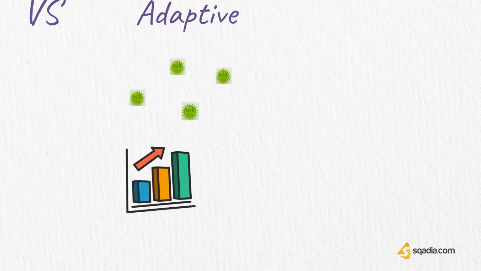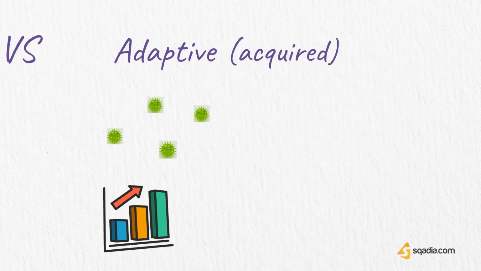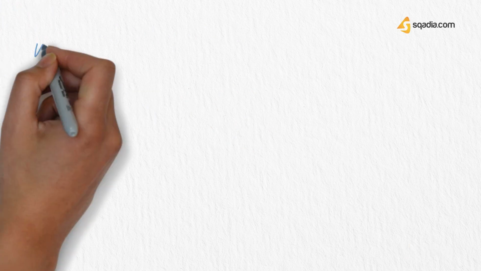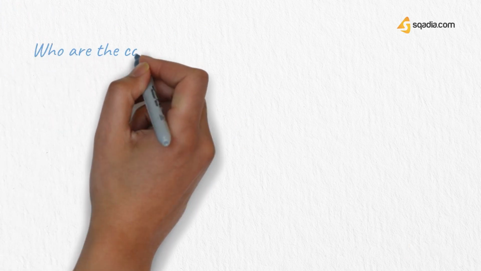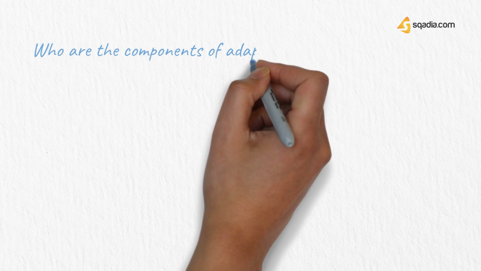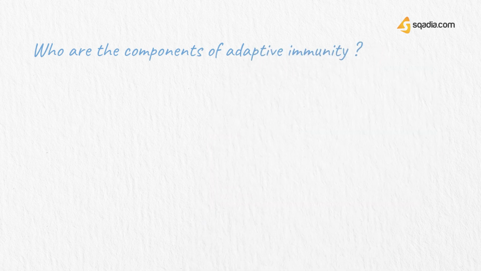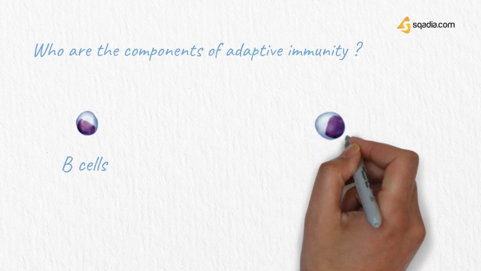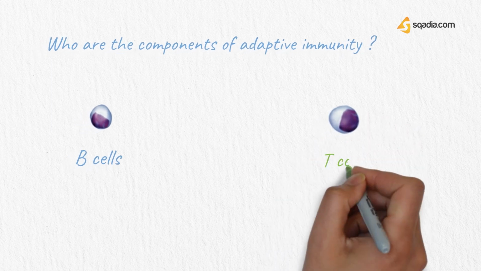Alright, so now let's talk about adaptive or acquired immune response. Acquired means that we're not born with it. We have to acquire it. And these responses are specific and they get better and faster with repeated exposure to the infectious agent. What are the components of adaptive immune system? The main components are two: the B lymphocytes, or B cells, and the T lymphocytes, or T cells.